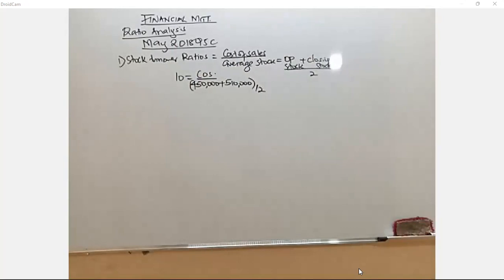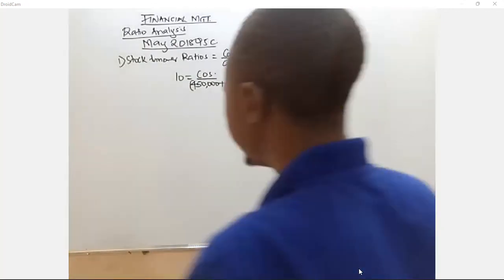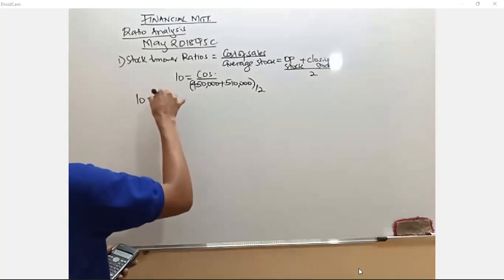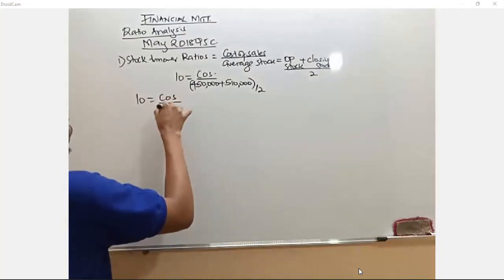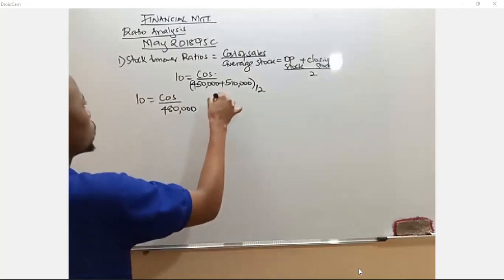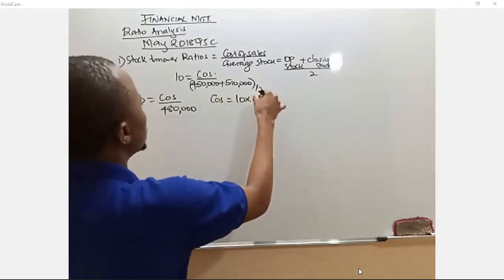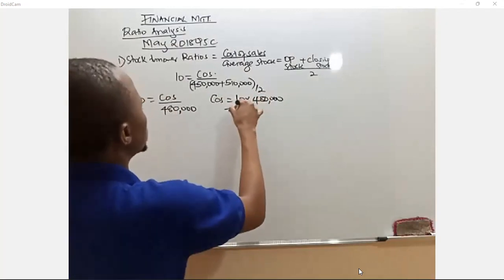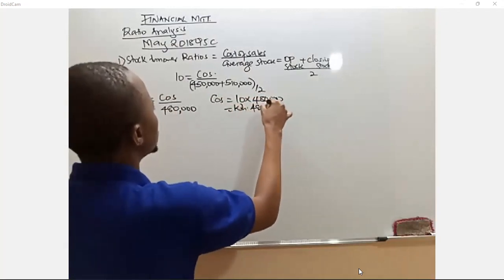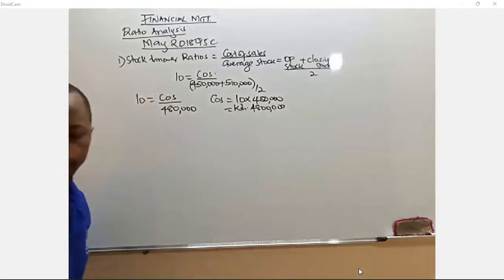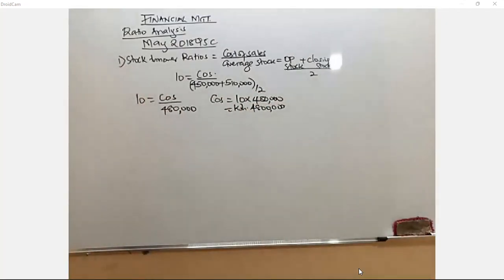Someone to give the answer? So I just need to take 450,000 plus 510,000 divided by 2, getting 480,000. So 10 is equal to the cost of sales divided by 480,000. So the cost of sales will be 10 times 480,000, getting how much in Kenya shillings? 4.8 million. 4.8 million, right? I have already covered my first requirement.